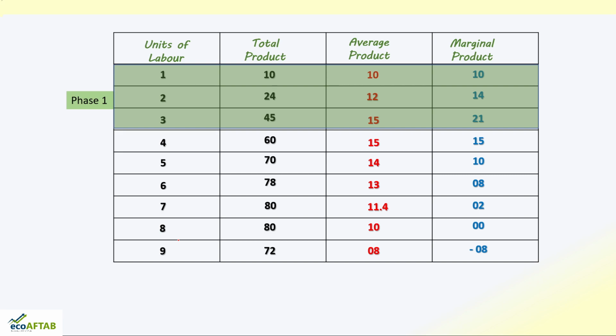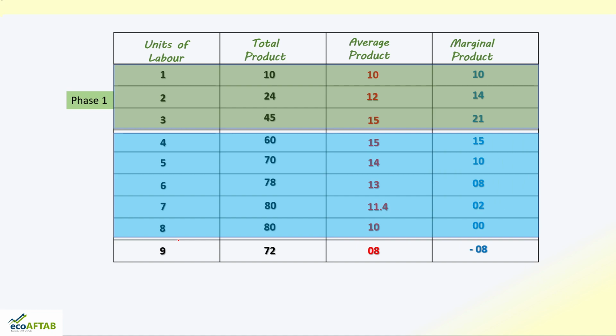Then you can see after this particular point, if you employ further laborers, still our total product is increasing. But what is happening to the average product? The average product is decreasing, and what is happening to the marginal product? The marginal product is decreasing more rapidly than the average product. So, the blue shaded area you can see, this is phase 2.